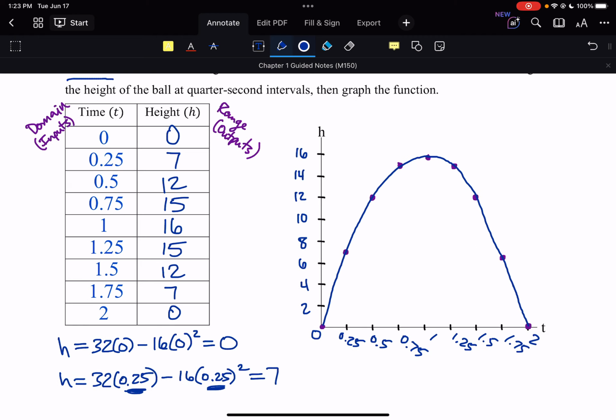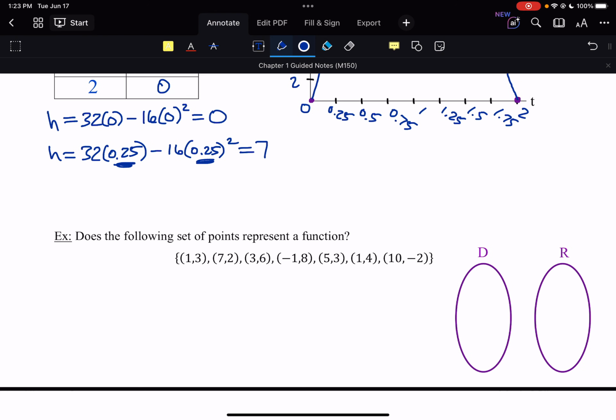Now, let's look at functions in another way. Here we have a set of points. So these points, right, these are all coordinates x, y, like that. So we know how to plot points on a graph. What I want to do is I want to break this into domain and range. So we're going to take all of the input values, the x values. Those are going to be the elements of the domain.